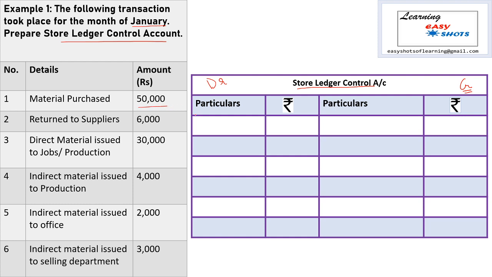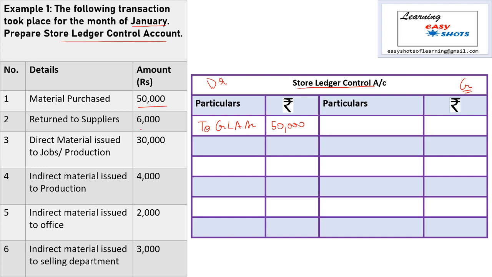So when the material is purchased, it increased in the store. So we debit the store ledger control account, and the material is purchased in cash, and in place of cash, because it is an asset, we use general ledger adjustment account. So our ledger posting on the debit side is to general ledger adjustment account amounted to 50,000.